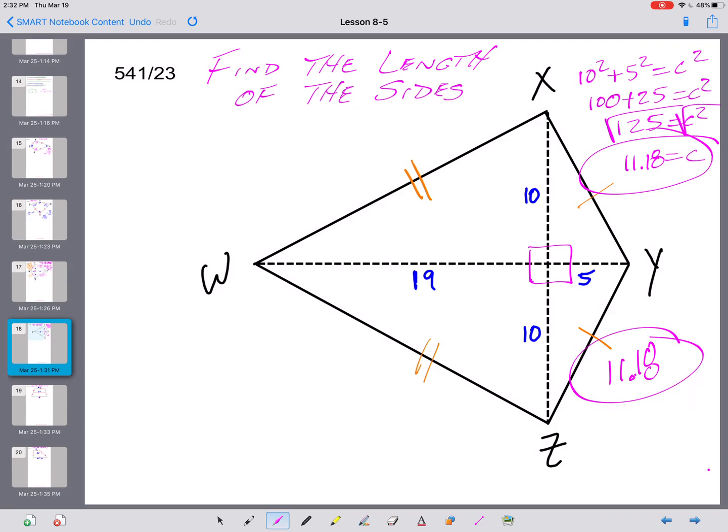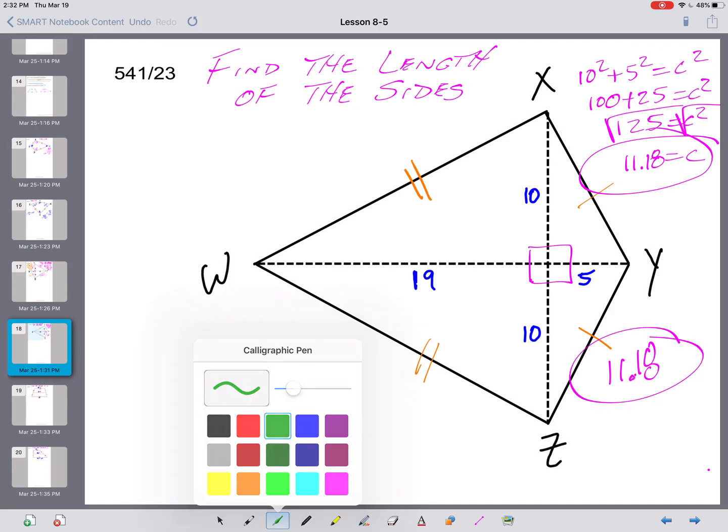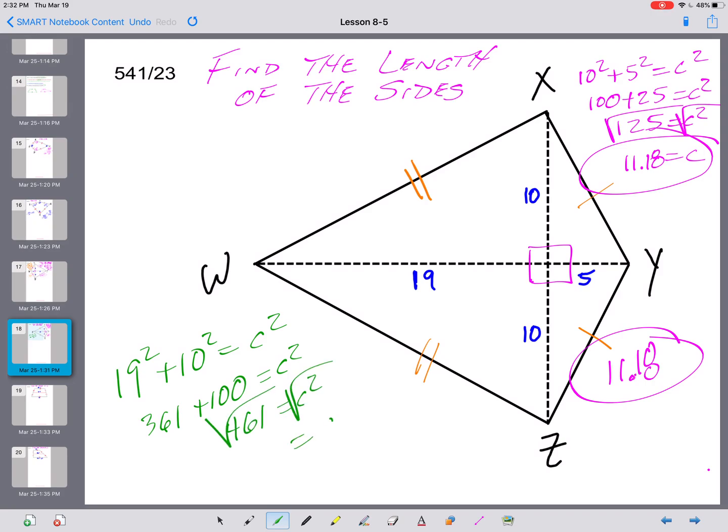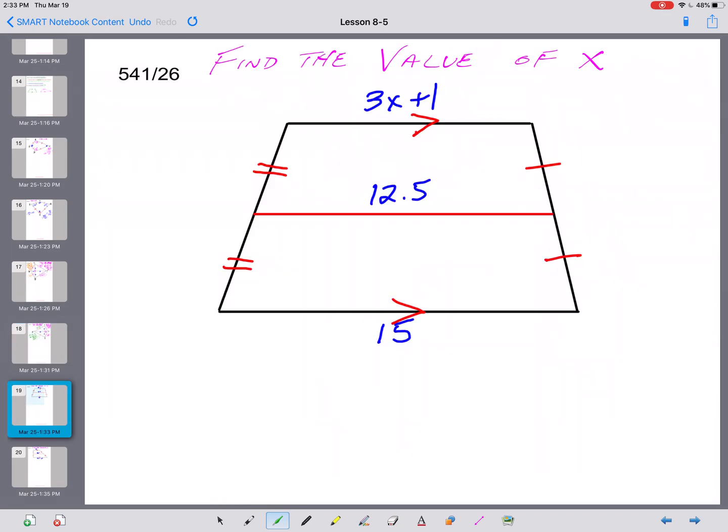Okay. How are we going to do the other two? Set up Pythagorean theorem. 19 squared plus 10 squared equals c squared. Wow, 19 squared, 361 plus 100 equals c squared. 461 equals c squared. Root. The root of 461, 21.47 for here and for here, 21.47. Good.